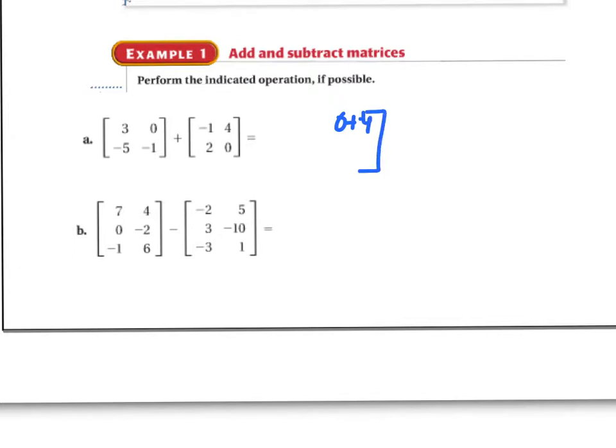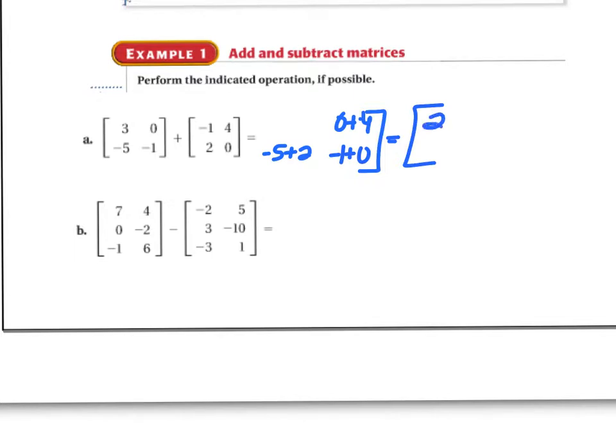And close your brackets. Moving down to the second row, I have second row, first column, plus second row, first column. So that would be a -5 plus 2. And here I have, finally, the second row, second column, plus second row, second column. And that will be -1 plus 0. And then you just go ahead and do the addition and get your new elements of your matrix.